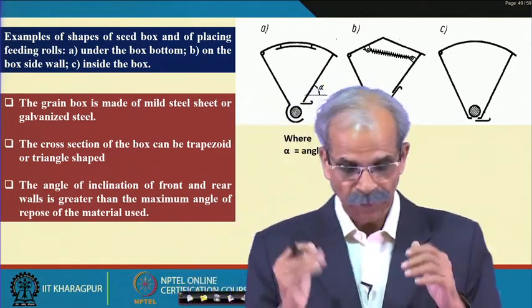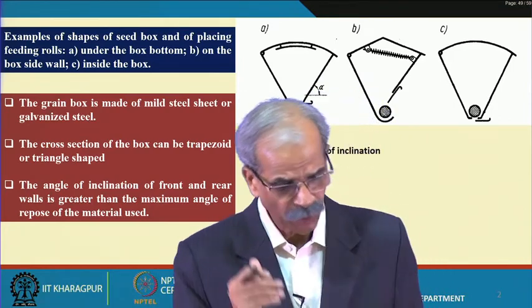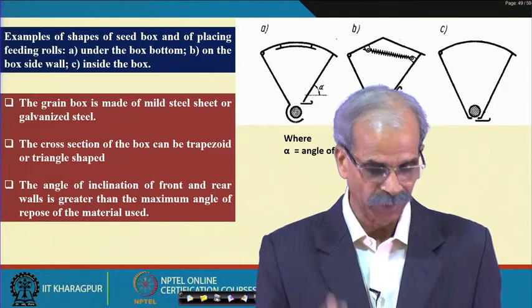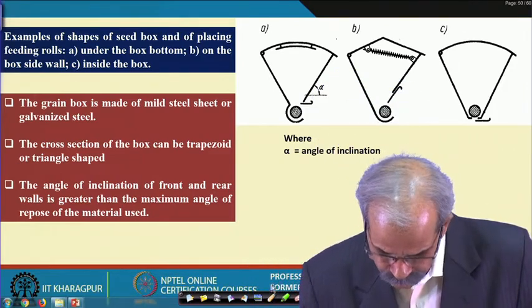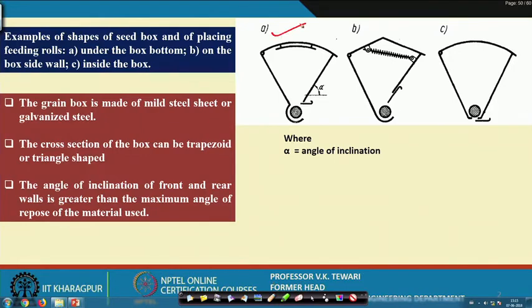So, we will talk of the hopper and the different locations at which the metering system should be there. If you see this, number 1 here, the grain box is made of mild steel sheet or galvanized sheet. This is the material of construction. We have certain aspects. One is the feeding rolls. Where should we put the feeding rolls? Under the box bottom. Yes, here this is where it is. We can have them on the box side walls, or you can have them totally inside the box. Here there will be a system for opening and the material can flow from here. These are the 3 types.